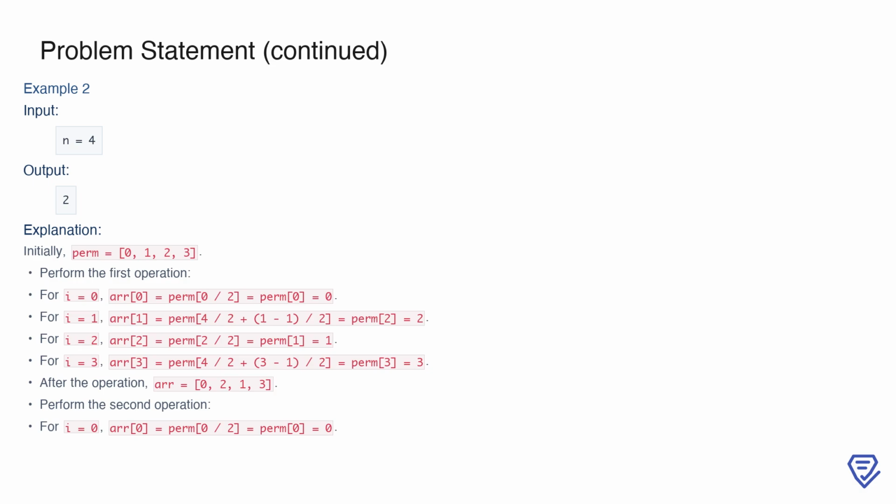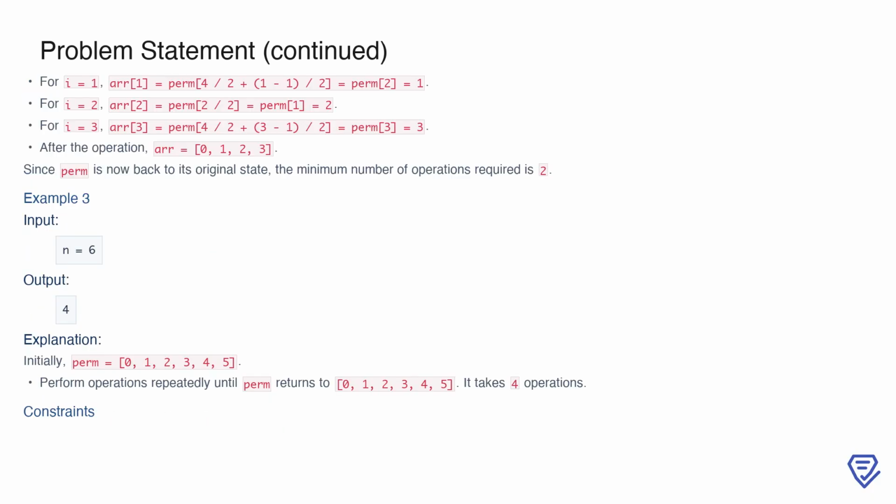Starting again, for i equals 0, ARR[0] becomes perm[0], which is 0. For i equals 1, ARR[1] becomes perm[2], which is 1. For i equals 2, ARR[2] becomes perm[1], which is 2. For i equals 3, ARR[3] becomes perm[3], which is 3. After completing this second operation, ARR becomes 0, 1, 2, 3, which matches the original permutation. Therefore, the minimum number of operations required to restore the permutation is 2.